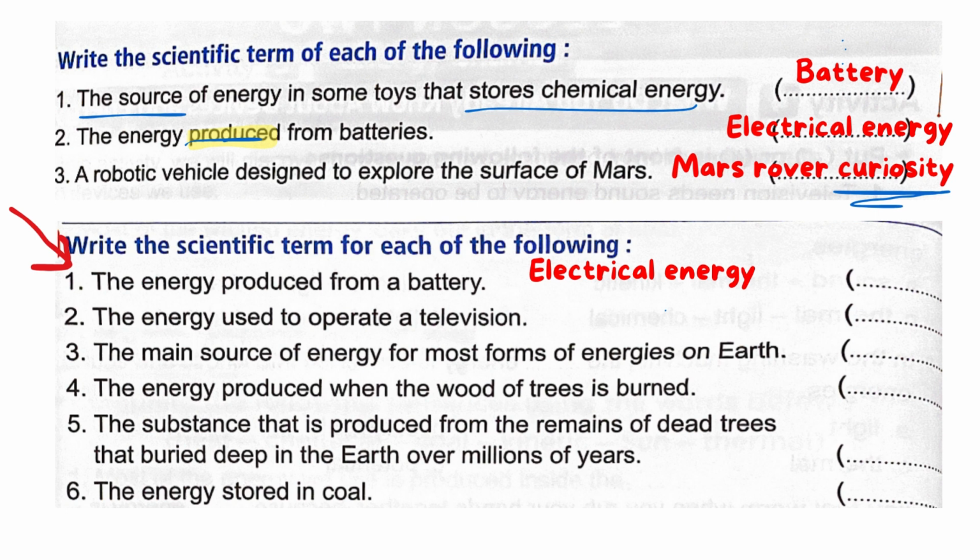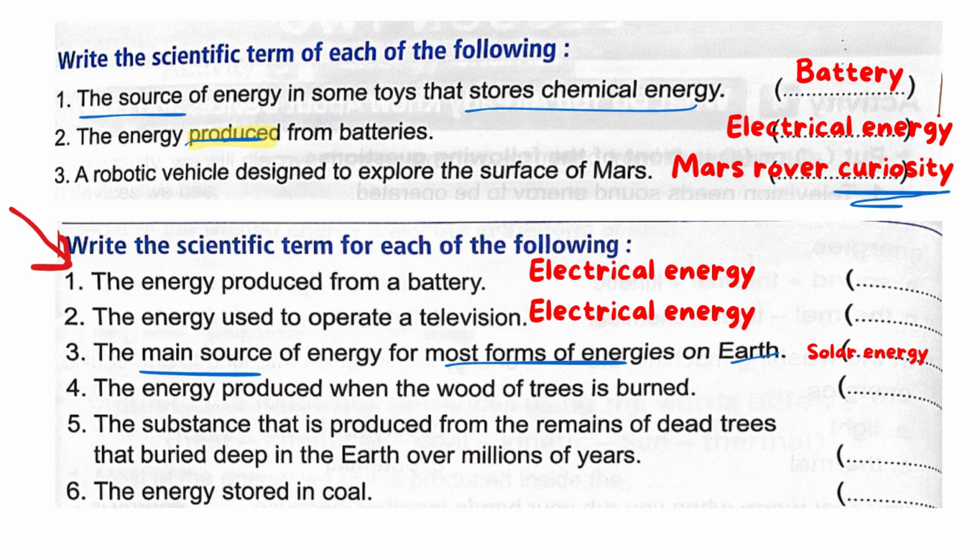Okay. Then we have the energy used to operate a television. What is the energy that operates the devices? Yes, electrical energy. So here, most of the devices are operated by electrical energy. Okay, then we have the main source of energy for most forms of energies on Earth. What is the main source of energy for most forms of energies on Earth? Yes, we know this is the solar energy.